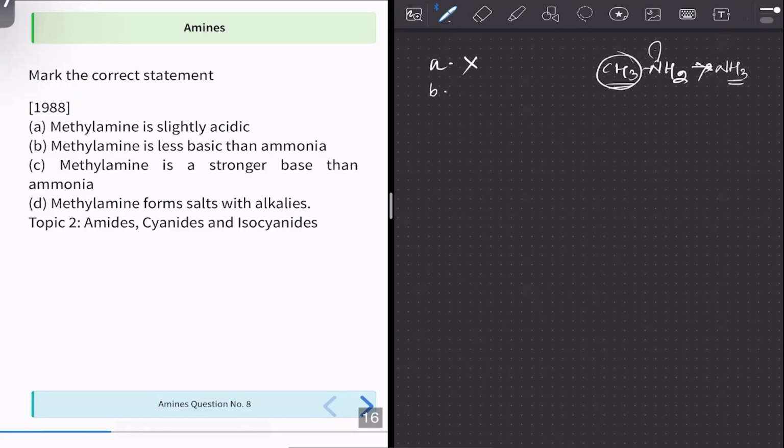Methylamine is a stronger base than ammonia. Yes, it is correct. B is not correct because it says less basic than ammonia. But C is correct because it says methylamine is a stronger base than ammonia. Let's read option D also. Methylamine forms salts with alkalis. No, it is also incorrect. So option C is correct here.